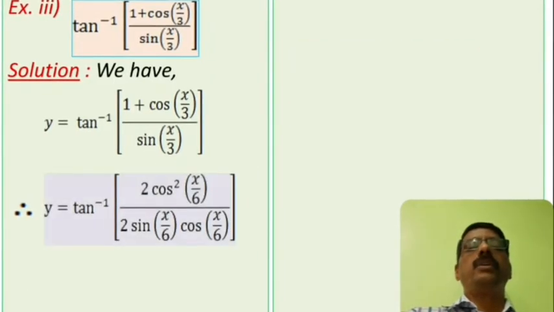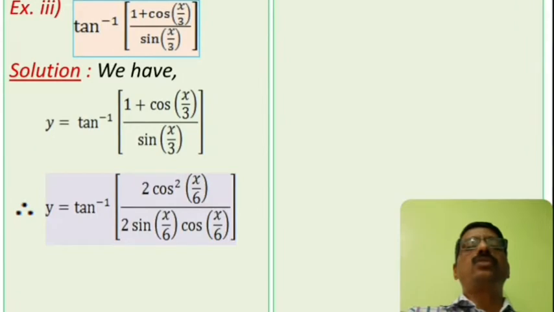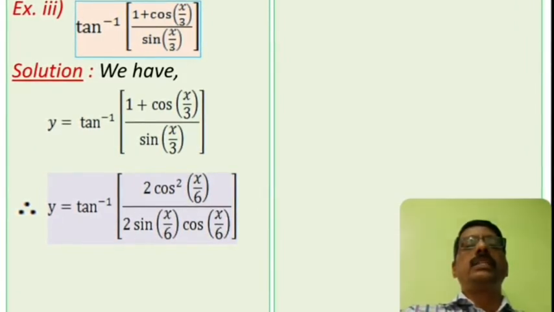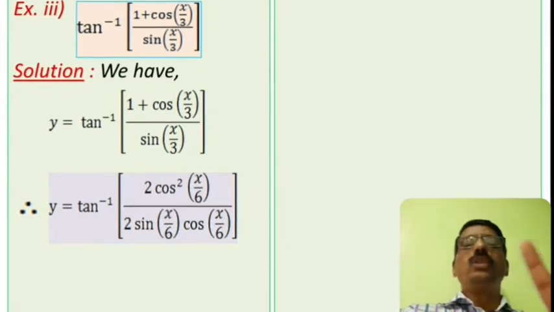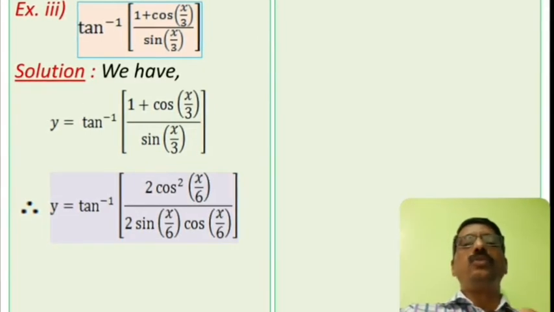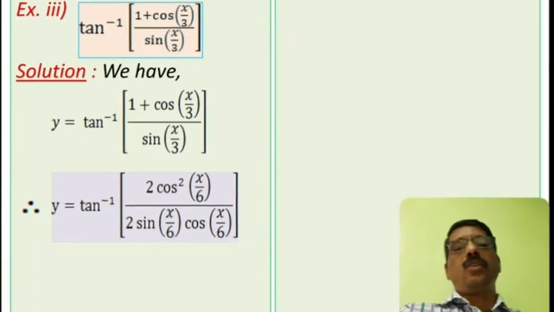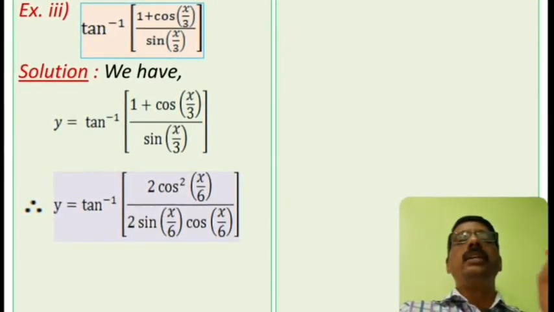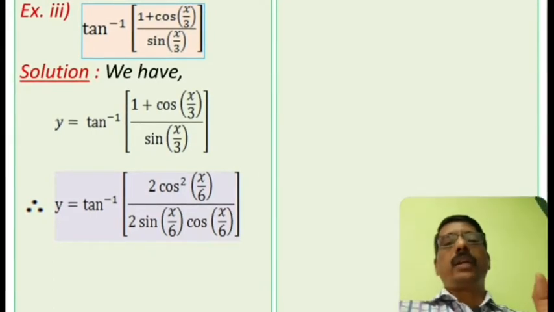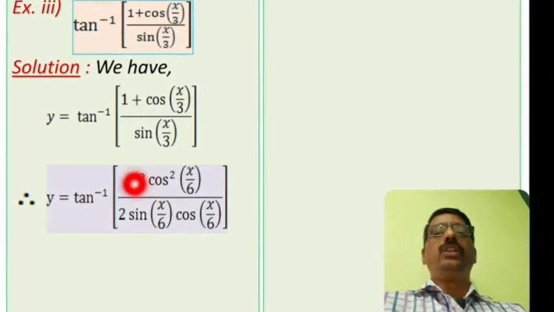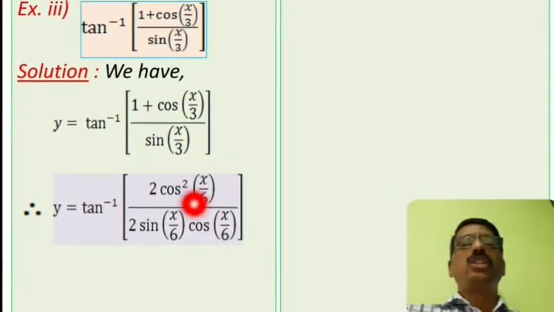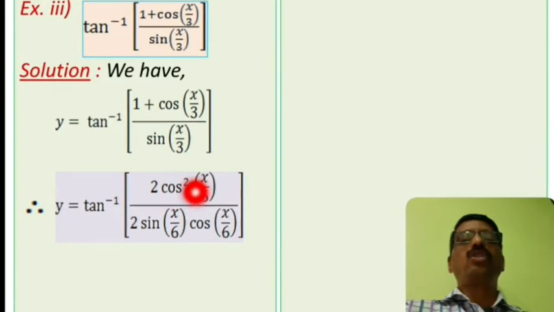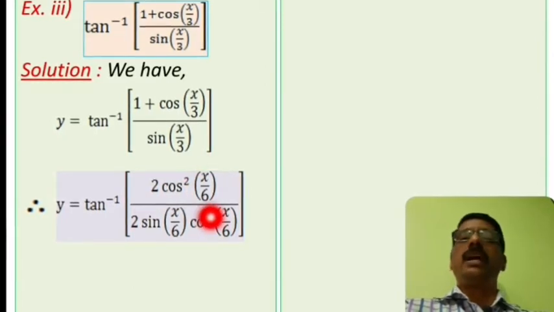And the next step becomes y equal to tan inverse of 2 cos square x by 6 divided by 2 sin of x by 6 into cos of x by 6. Only implementing the formulas of 1 plus cos theta and sin of theta. Okay, now here 2 and 2 are cancelled. Square and cos are cancelled. Only remaining is cos of x by 6 upon sin of x by 6.